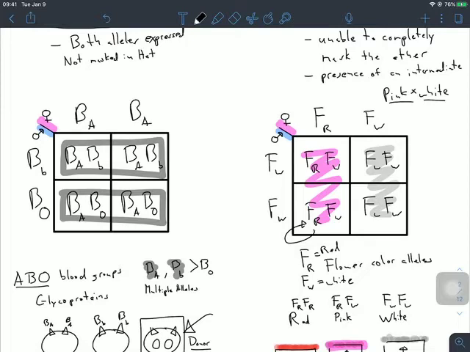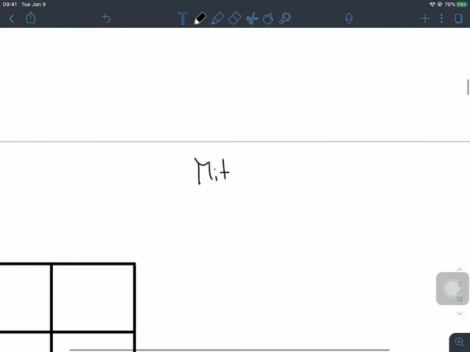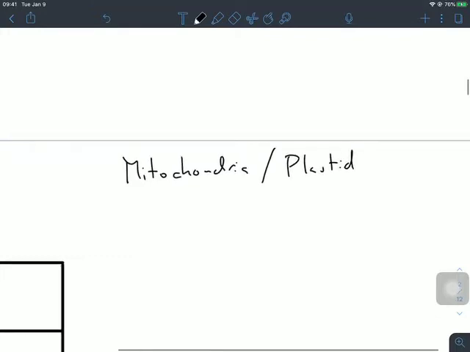All right. So, time to move on to our next type of inheritance. Fortunately, we're going to switch from something that's a little bit complicated, like codominance and incomplete dominance, to a much more simple mode of inheritance. This is either the mitochondrial or plastid genes. Plastid meaning your chloroplasts. Mitochondria being those powerhouses of the cell.